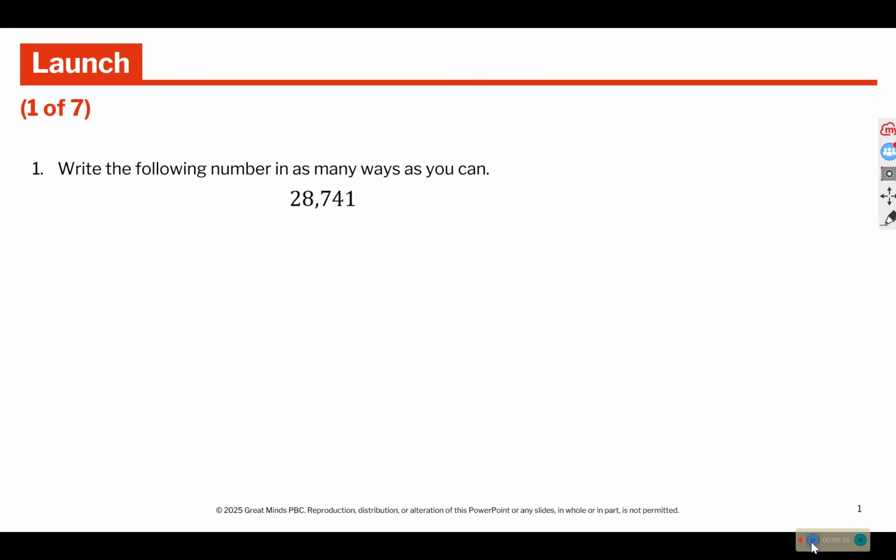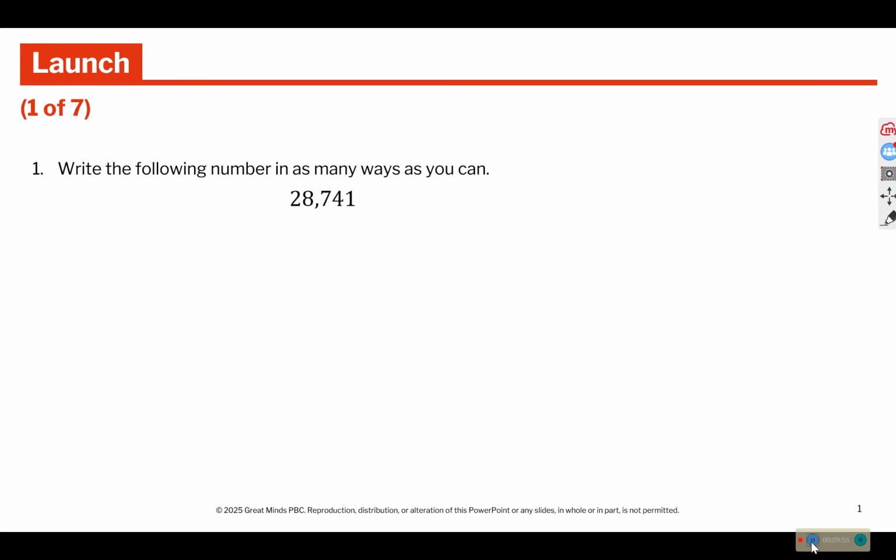Number 1 says, write the following number in as many ways as you can. Take a few minutes to attempt to write 28,741 in as many ways as you can think. Please pause here to give yourself time to work on problem 1. When you are ready, return to the video to see some other ways that you could write 28,741 that either you thought of or maybe some that you did not.